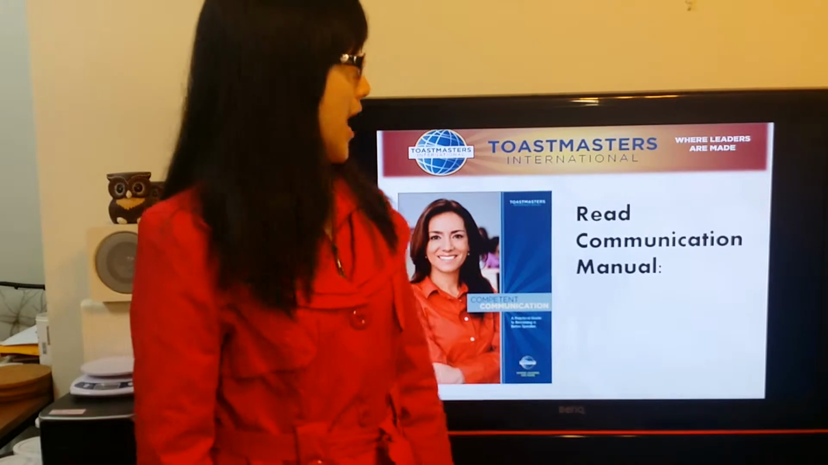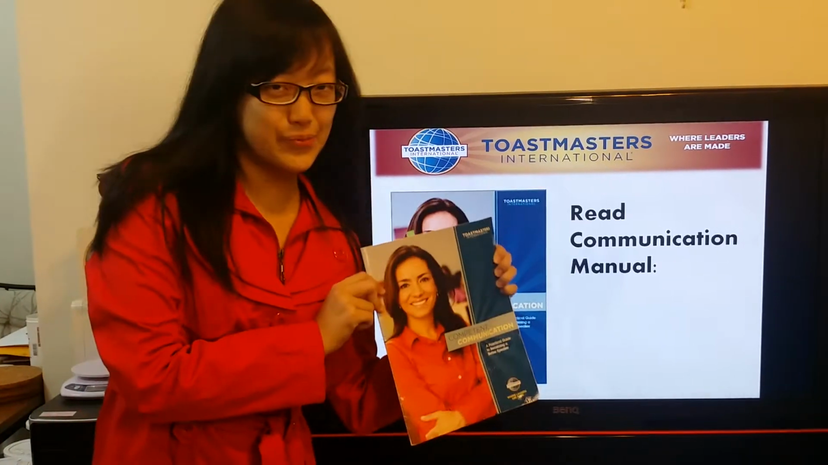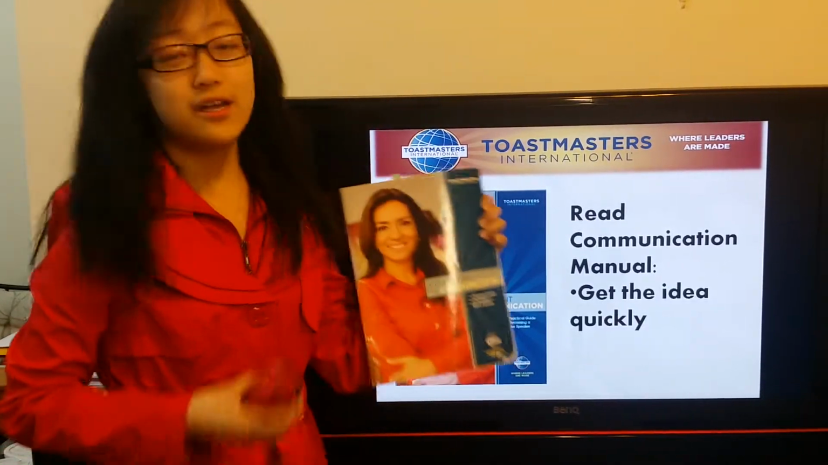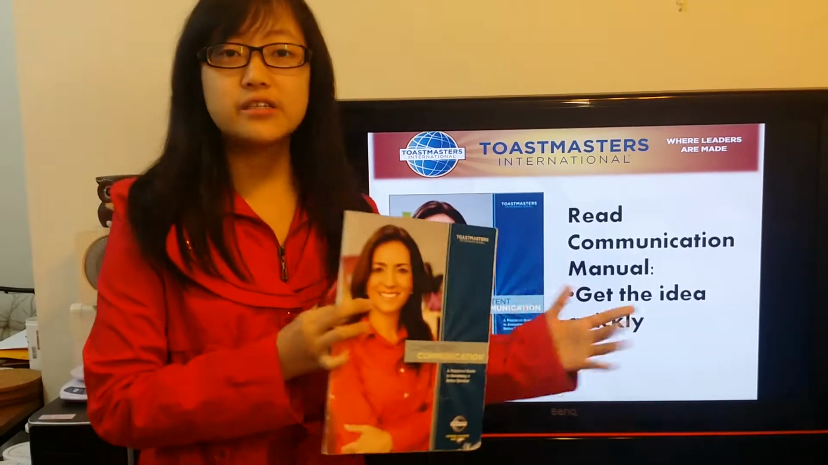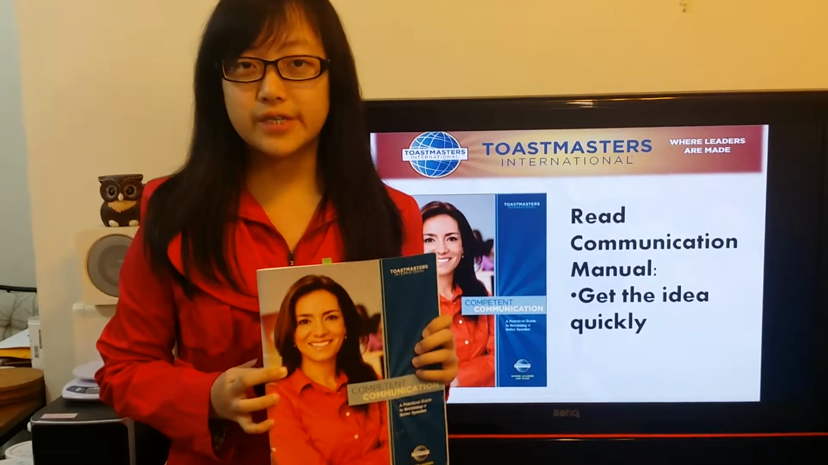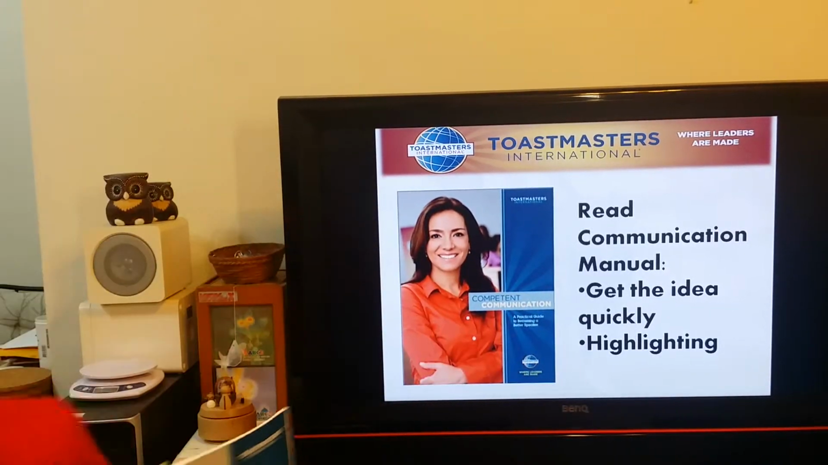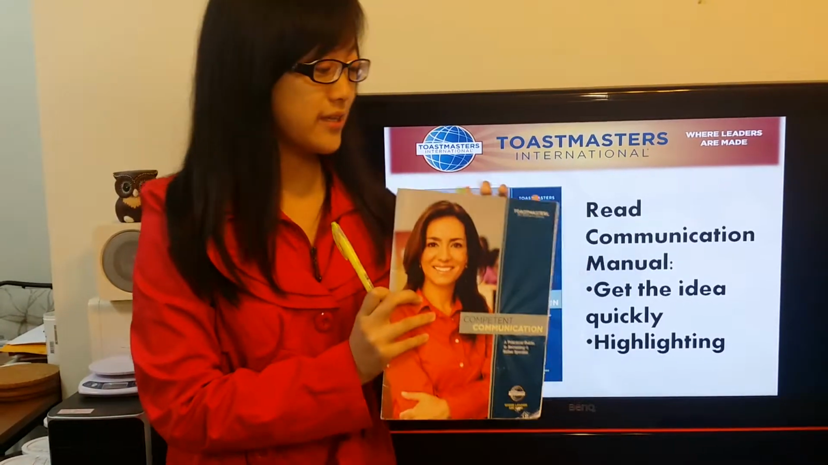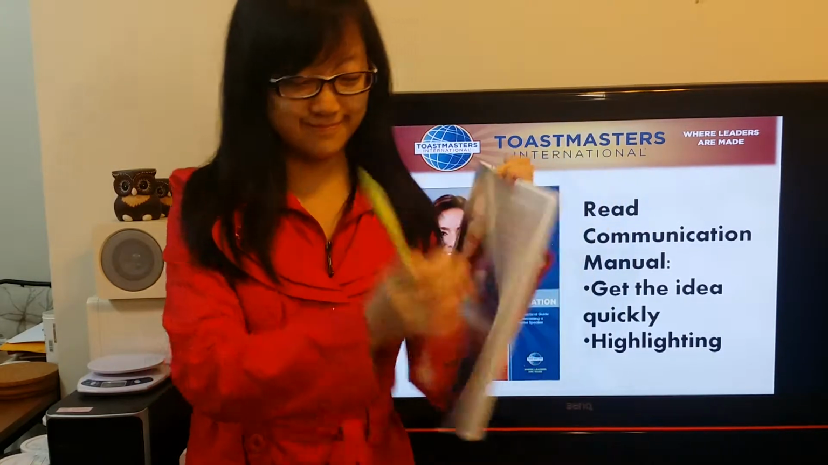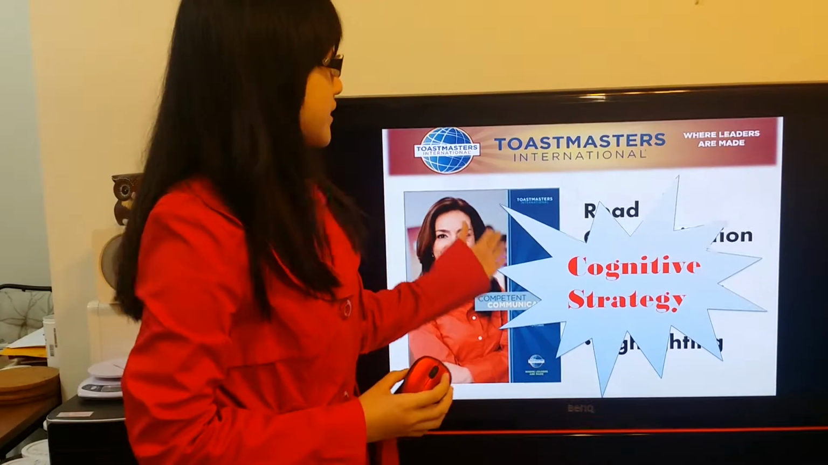In Toastmaster, we have a manual called the Communication Manual. Before we deliver a speech, we are asked to read the manual first to get an idea of the objective of the speech. For example, the C1 objective is icebreaker, and C2 is organize your speech. You can also use a highlighter to highlight the parts that you think are important, like this. So here we use cognitive strategy.